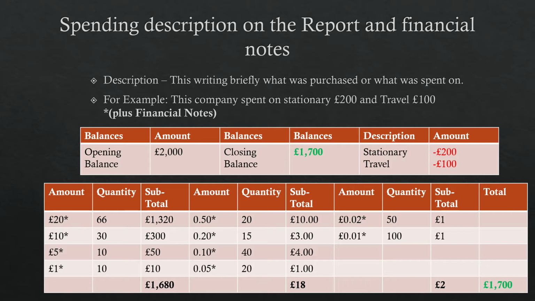20p, 15, which gives us 3. 10p is 40, which gives us 4. And 5p is 20, which gives us 1. And then in 2p, it's 50, which gives us 1. And 1p is 100, which gives us 1. If we add that all together, that equals 1,700, which is the 20 and the 1,680.